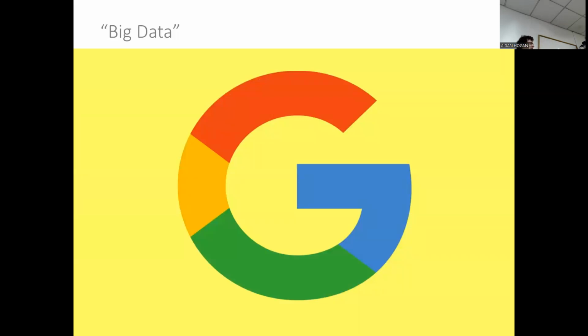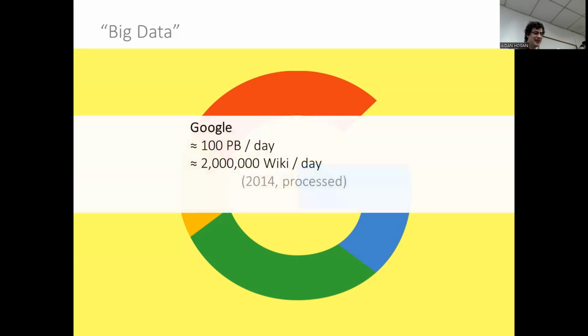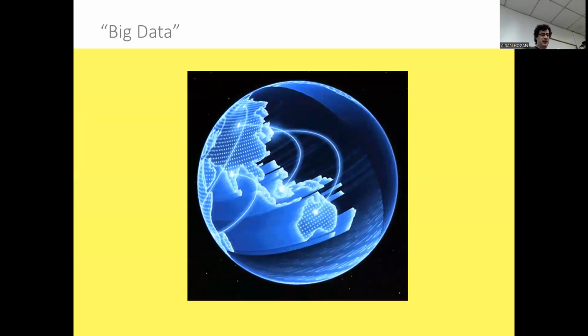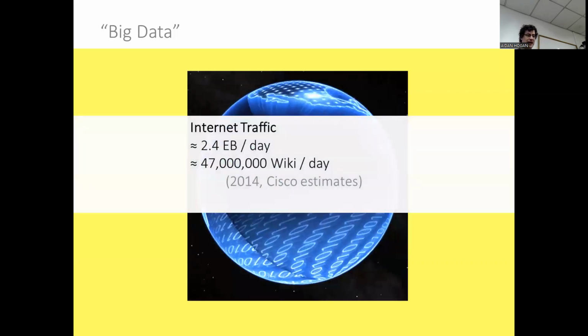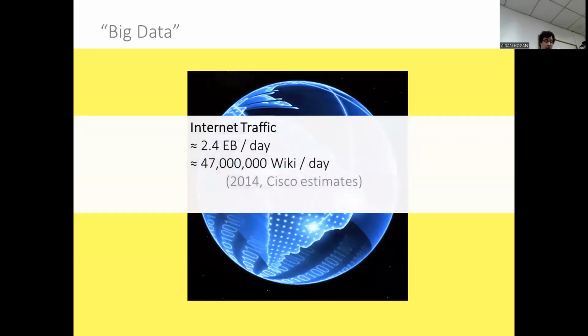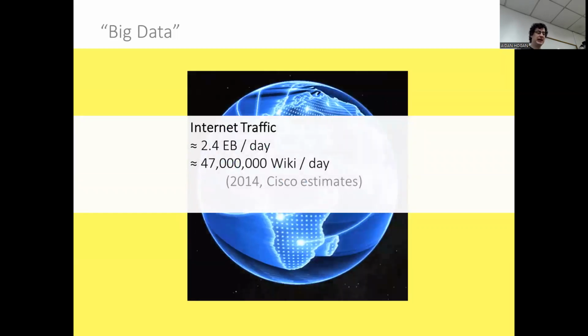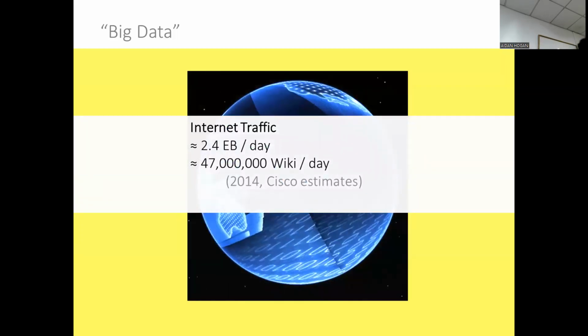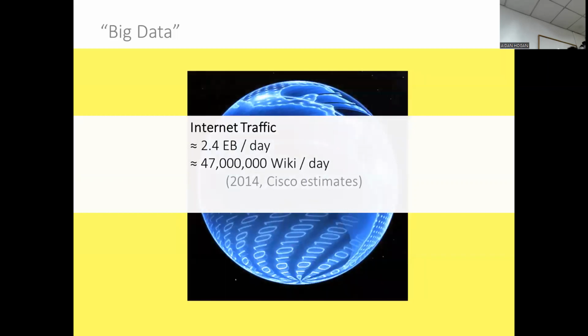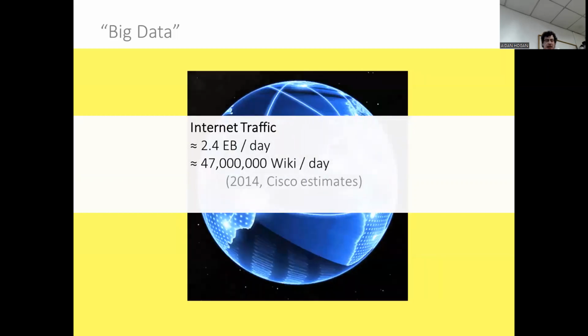Google. This is 2014. This is the most recent estimate I could get from a reliable source. This is 100 petabytes per day, 2 million Wikipedias per day. It's likely to be a lot more already. And the internet, based on estimates for 2021 but from 2014, would reach 2.4 exabytes per day, or 47 million Wikipedias per day transferred.